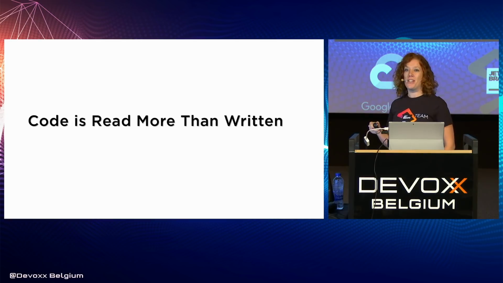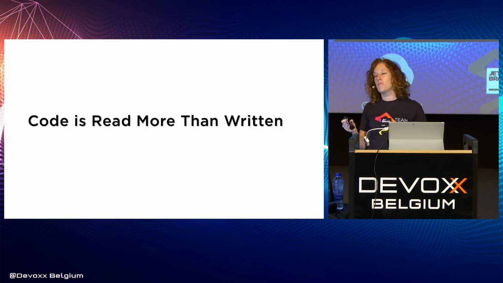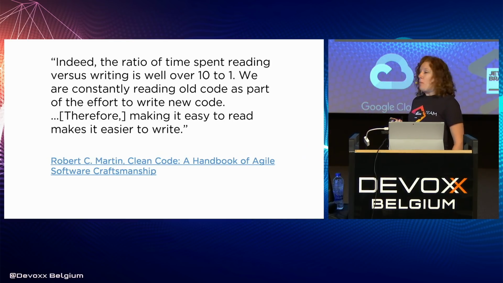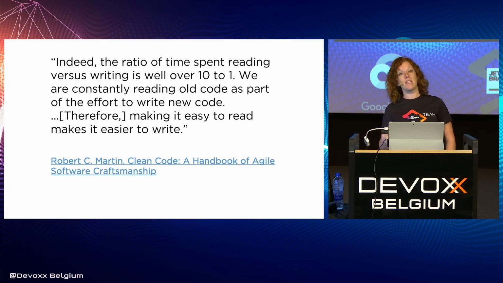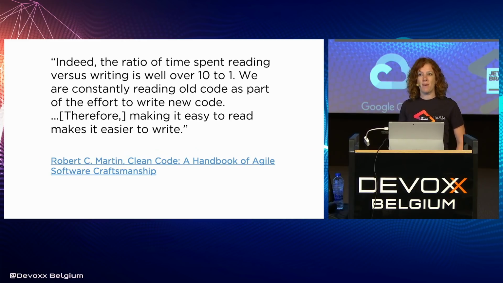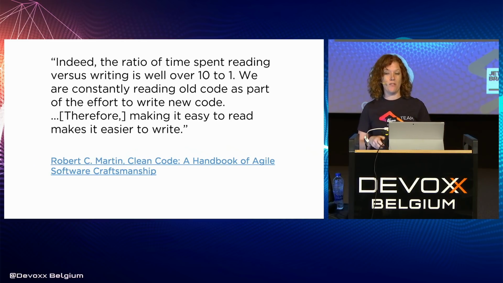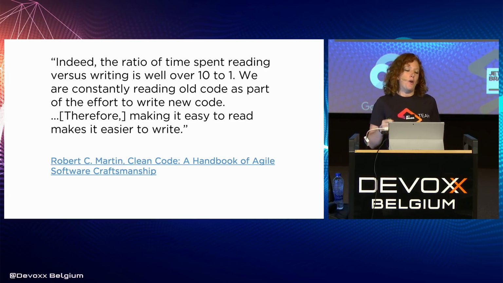Generating boilerplate code is quite easy. Writing it is easy, particularly if you're using an excellent IDE, like, for example, IntelliJ IDEA. Just saying that. Uncle Bob says, indeed, the ratio of time spent reading versus writing is well over 10 to 1. We are constantly reading old code as part of the effort to write new code. Therefore, making it easier to read makes it easier to write. I don't really know where he came up with this number of 10 to 1. It is Robert Martin, so he probably just plucked it out of the air, and because he said it, it's true. But regardless, this quote still remains true, right?